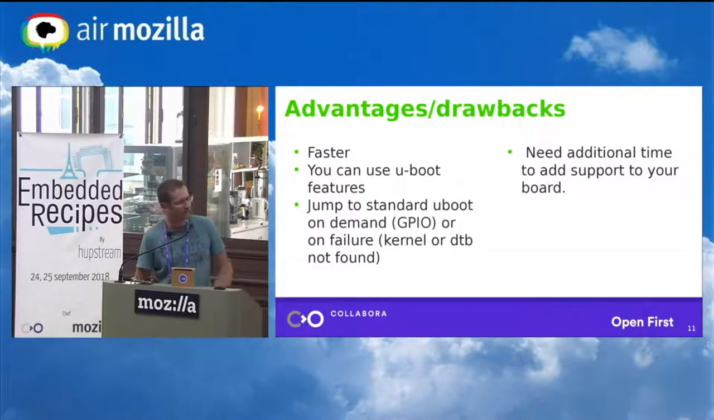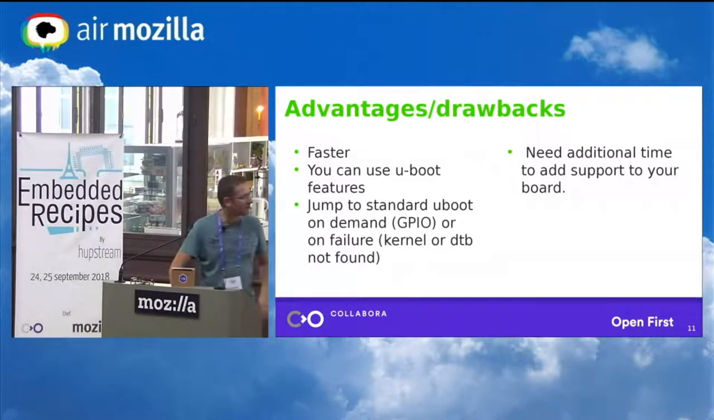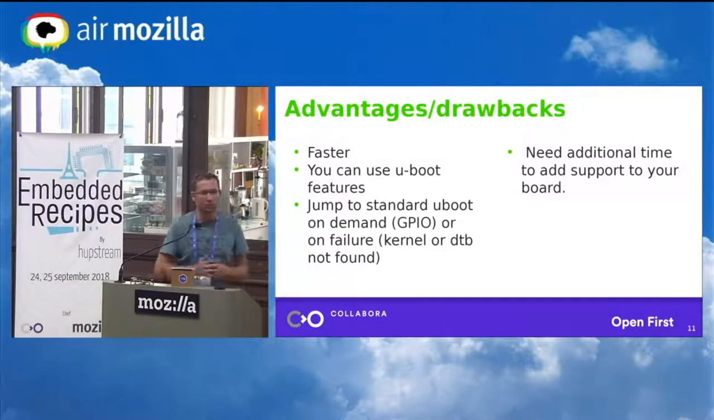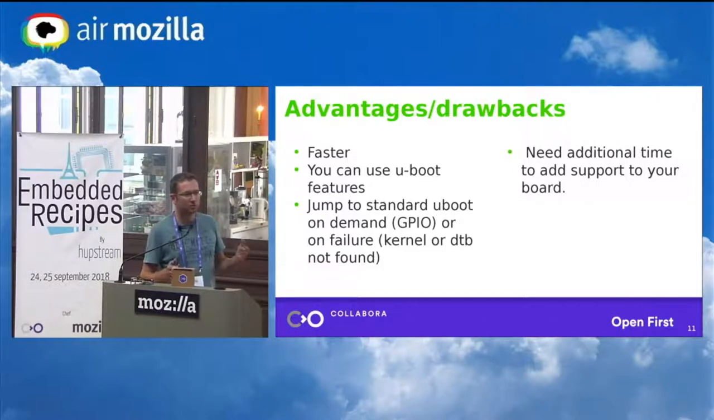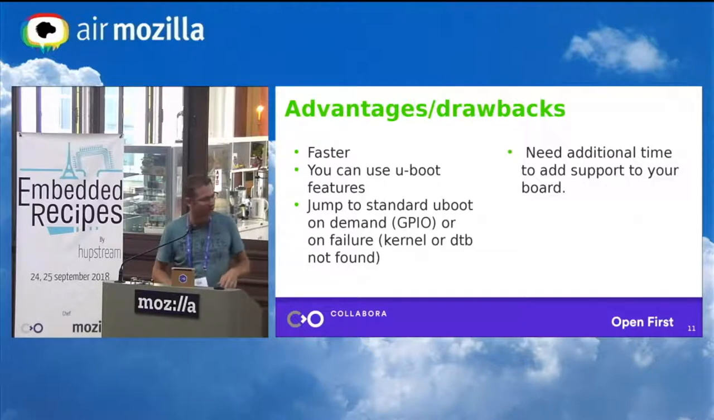So you can use the U-Boot features, as I showed. And you can also jump to standard U-Boot on demand with a GPIO, or using the function I showed you just before, or also on failure. If it can't find the kernel, U-Boot SPL will automatically try to load the U-Boot image, which can be stored in the raw MMC or in the partition. If someone is interested later in seeing a demo, I don't think I have the time to show it now, but you are welcome. I can show it.